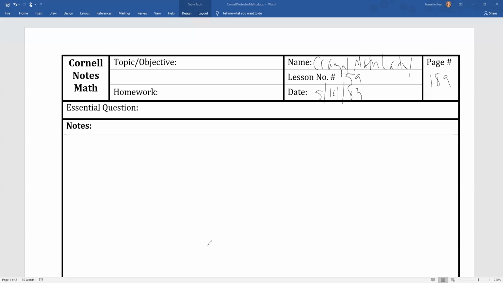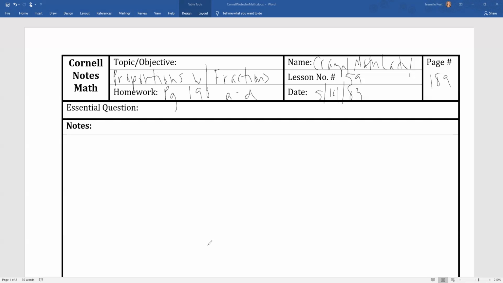My objective, or my topic that I'm talking about, is proportions with, dun dun dun, fractions. And homework, page 190, A through D.